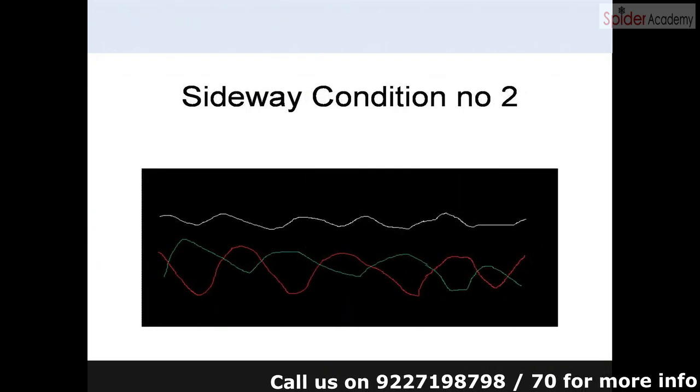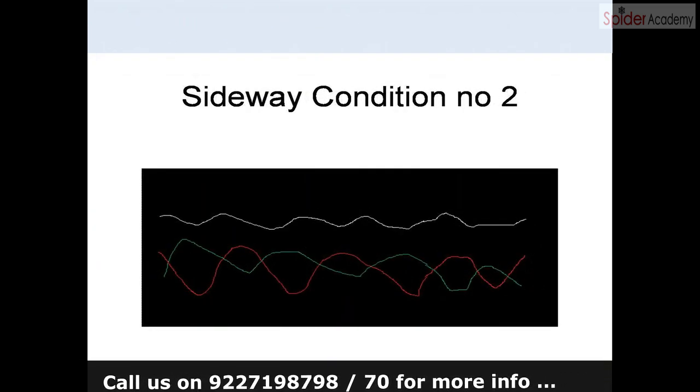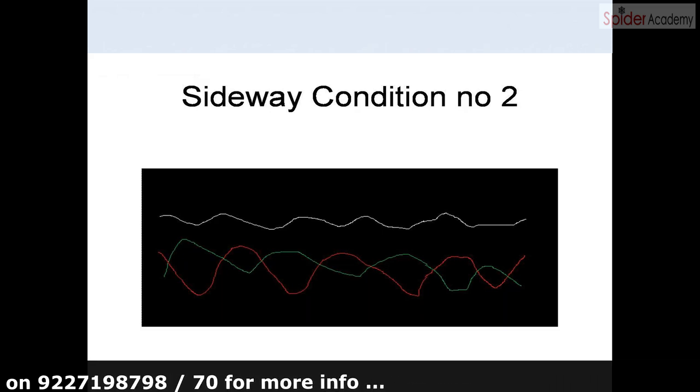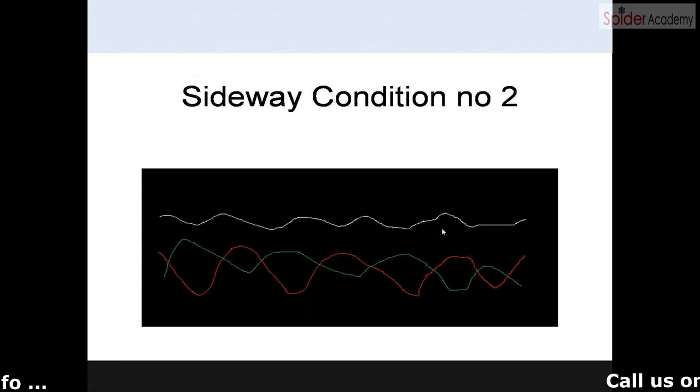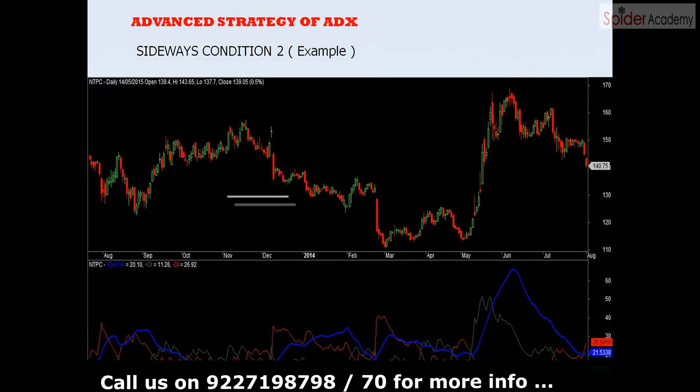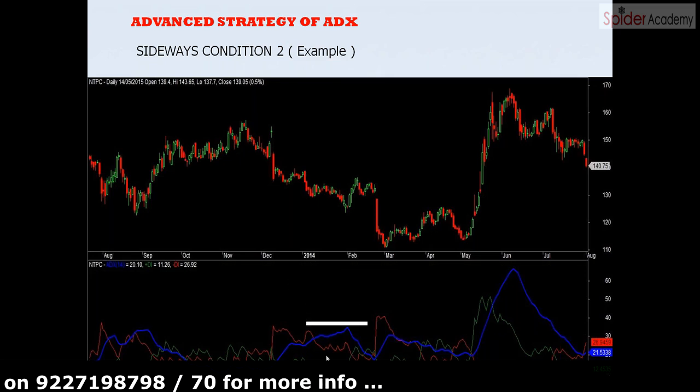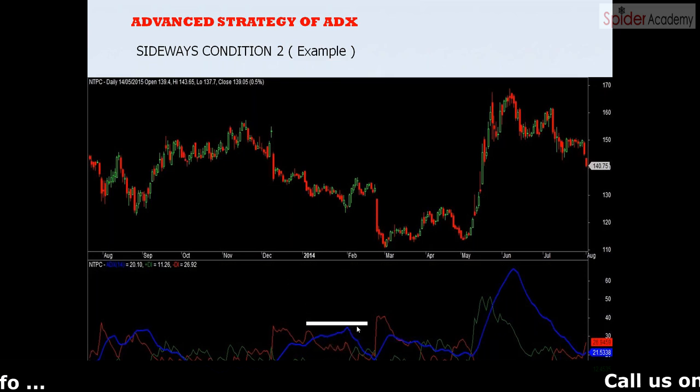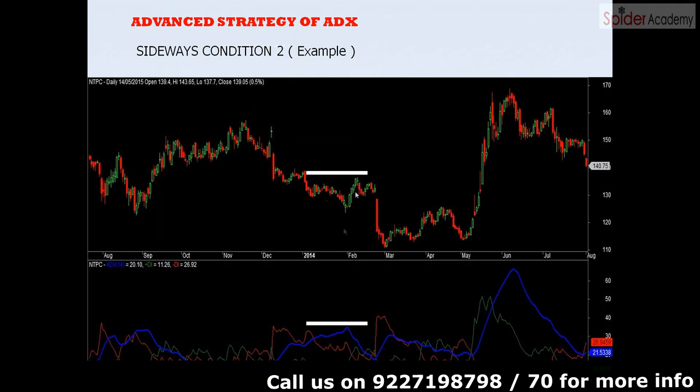Now we will come to the sideways market 2. What will happen in sideways market condition 2? Red and green both are below and the ADX line is above. Both the positive and negative are below and the ADX line is above. What is happening to the price? Nothing. Price is not going anywhere.